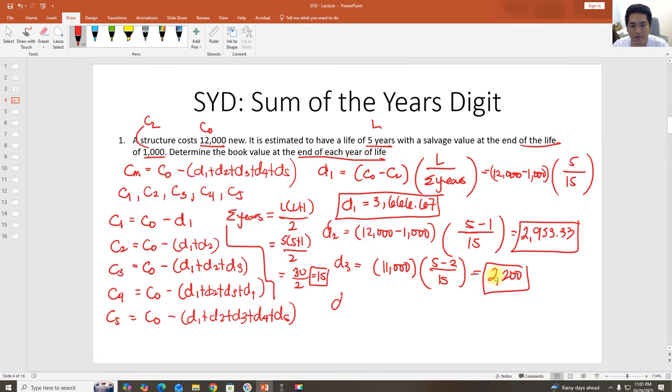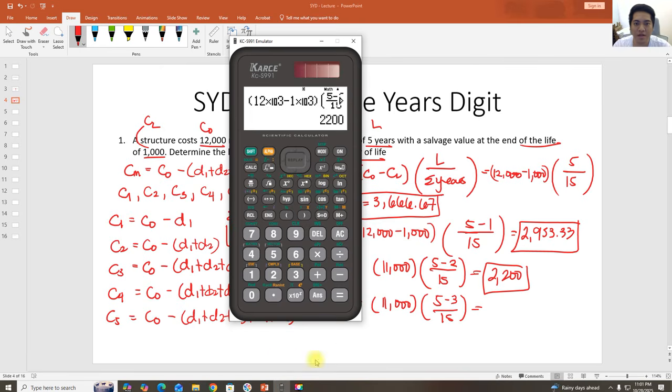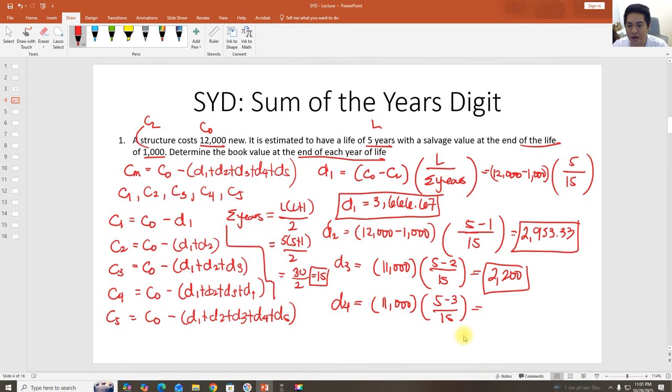Okay? For the fourth year, we have 11K. Again, that would be 5 minus 3, of course, over 15 because of the formula. So, you can just simply replace the 2 here with 3. Or you can assign X here and calculate. Click the calculate and then let X be 3. So, you can also do that. So, we have 1,466.67. So that is our fourth year depreciation.